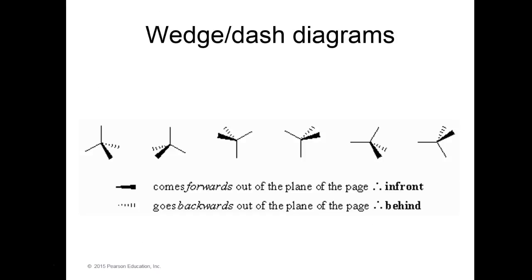So when you're looking at the shape and how a molecule looks, you can see it in a 3D manner even though it's on paper. This is called a wedge dash diagram. A wedge means it comes forward out of the plane of the paper. If it's got dashes, it goes back behind the paper. And if it's a straight line, it is in the plane of the paper.